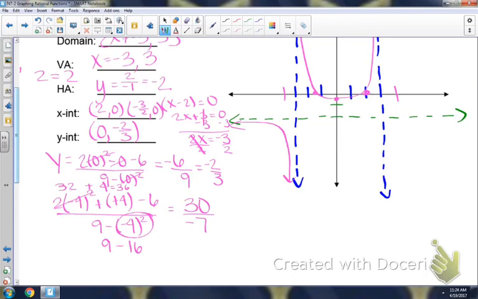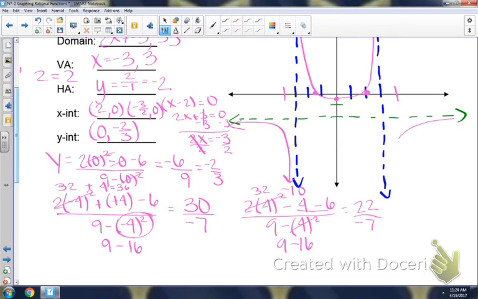Okay, looking at the far right side, we have a 4. So we're going to have 2 times 4 squared minus 4 minus 6 over 9 minus 4 squared. So on top, that's 32, and these would be negative 10. So you should get 22 over negative 7. So that's going to be around a negative 3 point something. So again, that will be below that horizontal asymptote.